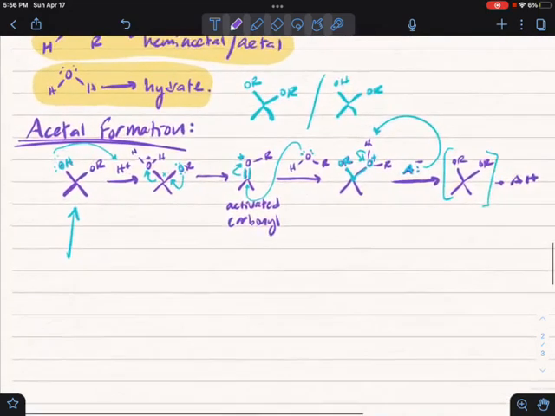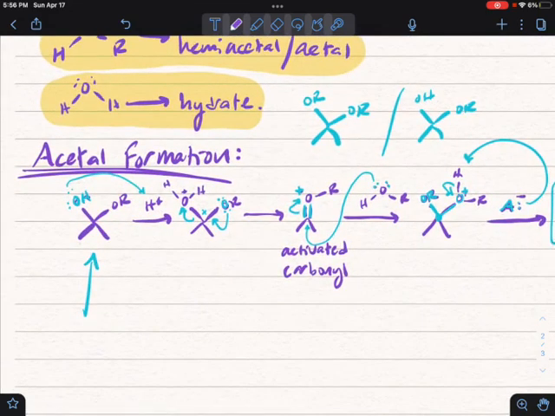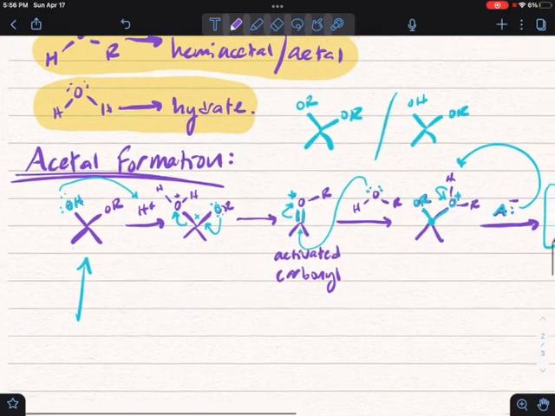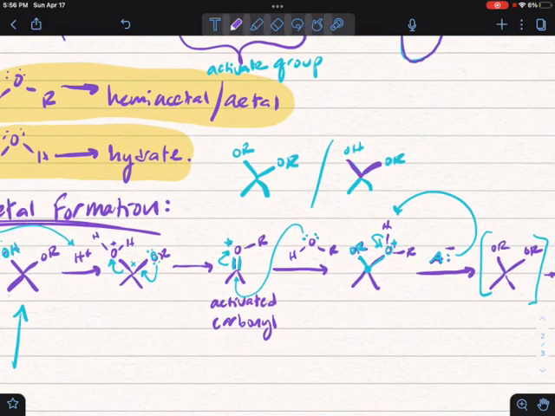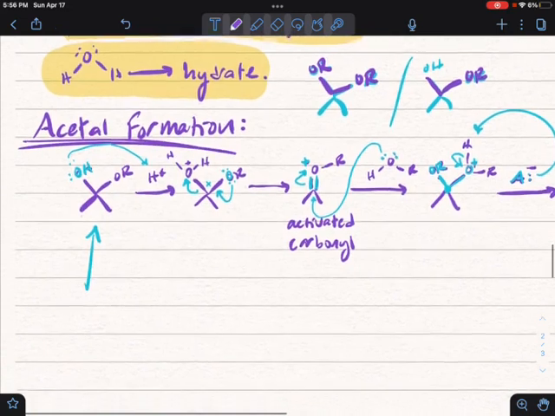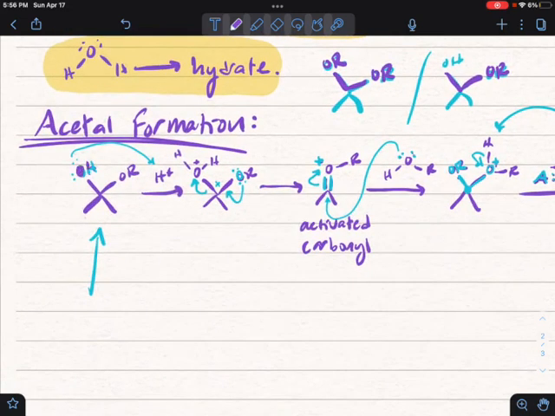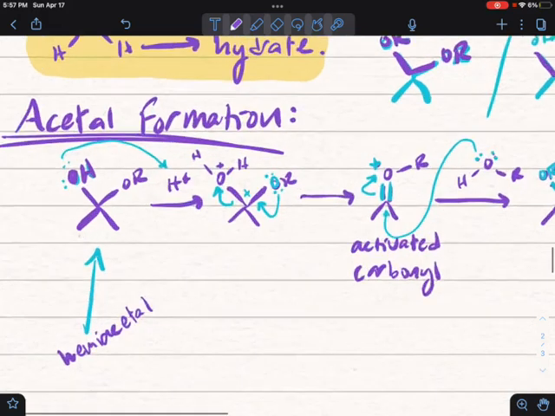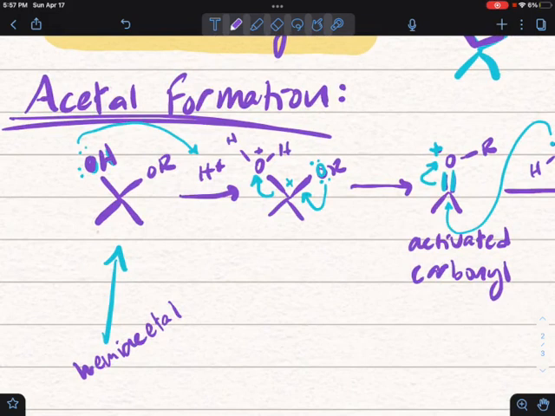Finally, we have the acetal formation mechanism. And just as a review, a hemiacetal has only one OR group. Our acetal has two. You can think of hemi as half. So to make an acetal, you can either go through the entire mechanism to make a hemiacetal and then start, or you can just start with a hemiacetal. So we are just going to start with the hemiacetal. And then we have this. Because an acetal has two OR groups, we need to get rid of our alcohol group eventually.